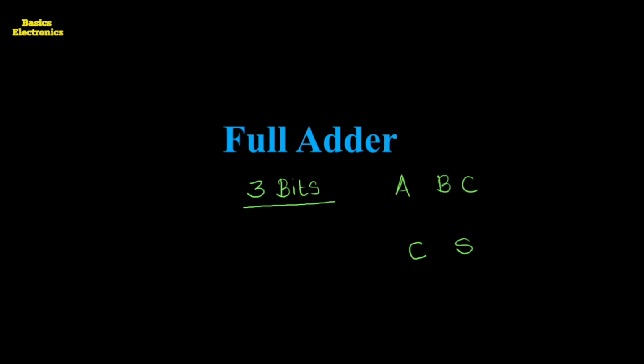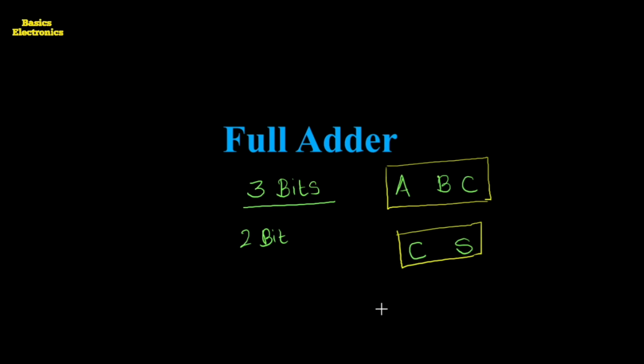sum and the carry. Like we had seen in the half adder, this circuit also performs the addition, but instead of 2-bit addition, it performs the addition of three binary bits, and produces the output in the form of sum and carry.